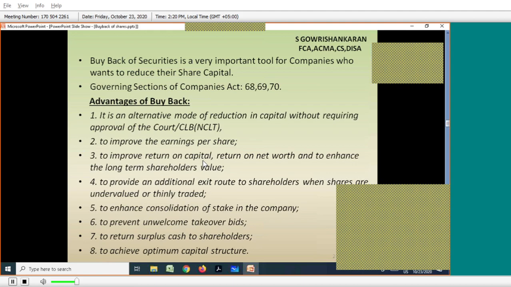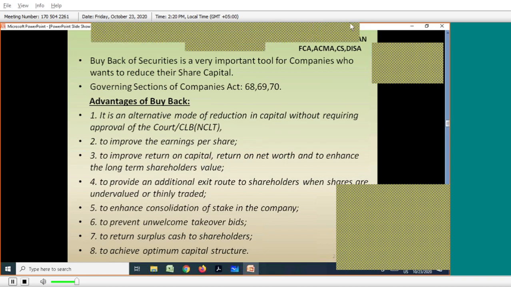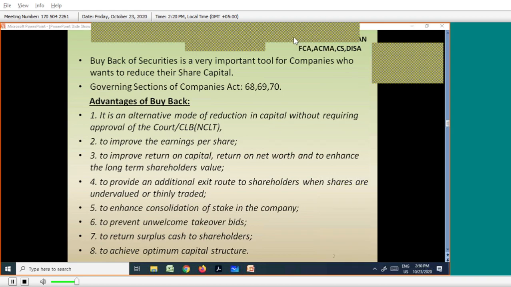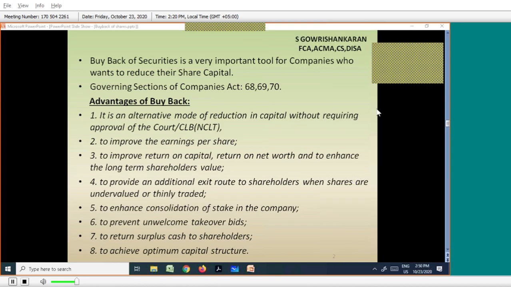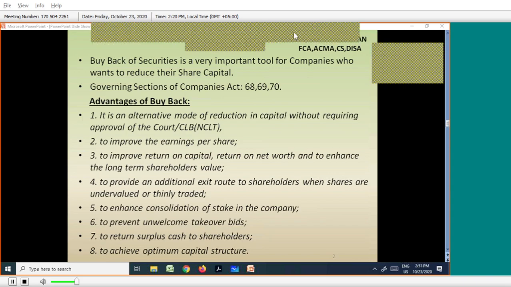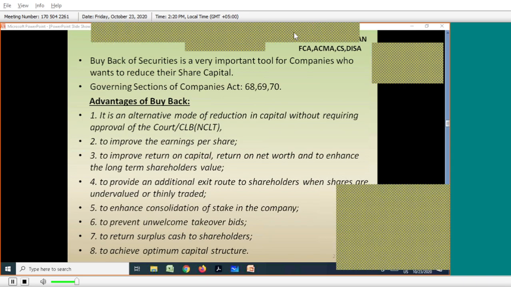Advantages of buyback also you can say. So with this, you have got some idea of the practical reasons for buyback. You understood the practical reason. Shall we proceed further? Shall we go to the next page?